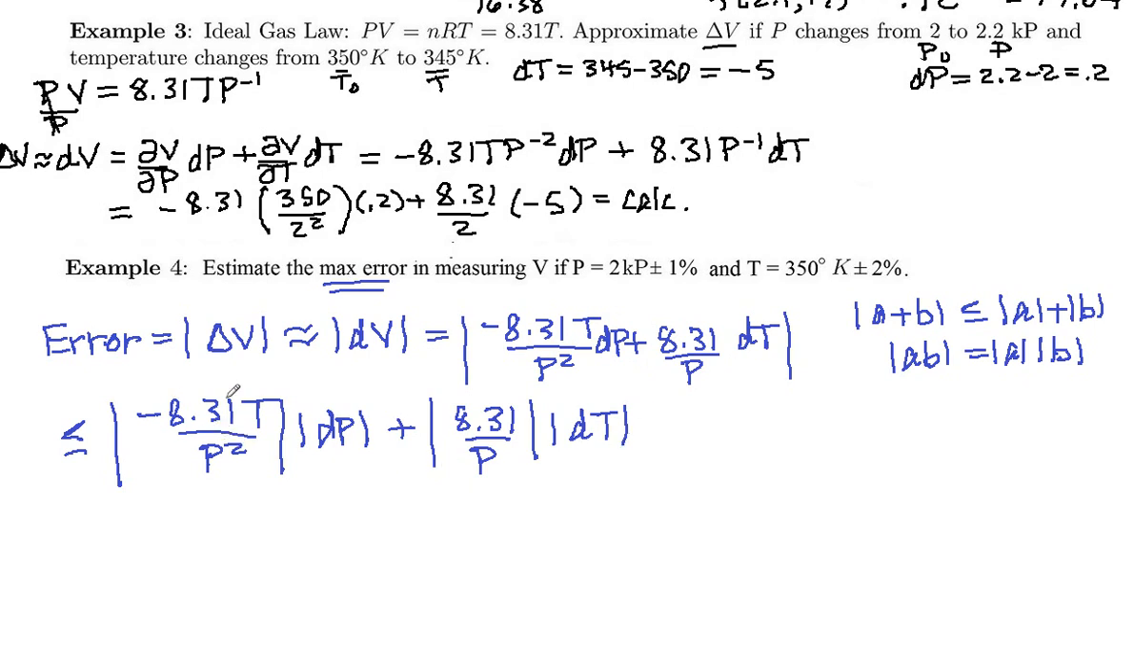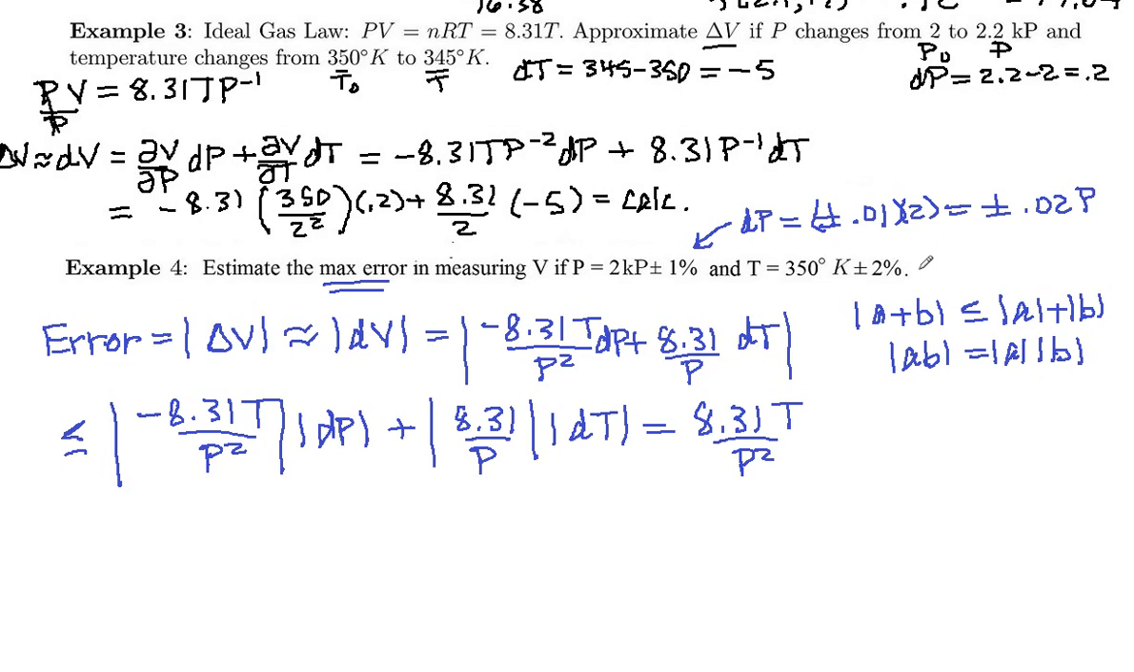And then this absolute value, well, the negative 8.31 will change to a positive. And then temperature and pressure are always positive, so we don't need absolute values around them. And then absolute value of dP, so that's the change in P. So this is plus or minus 1%. That is telling us that dP is going to be plus or minus 0.01 times 2, which is plus or minus 0.02 pascal.